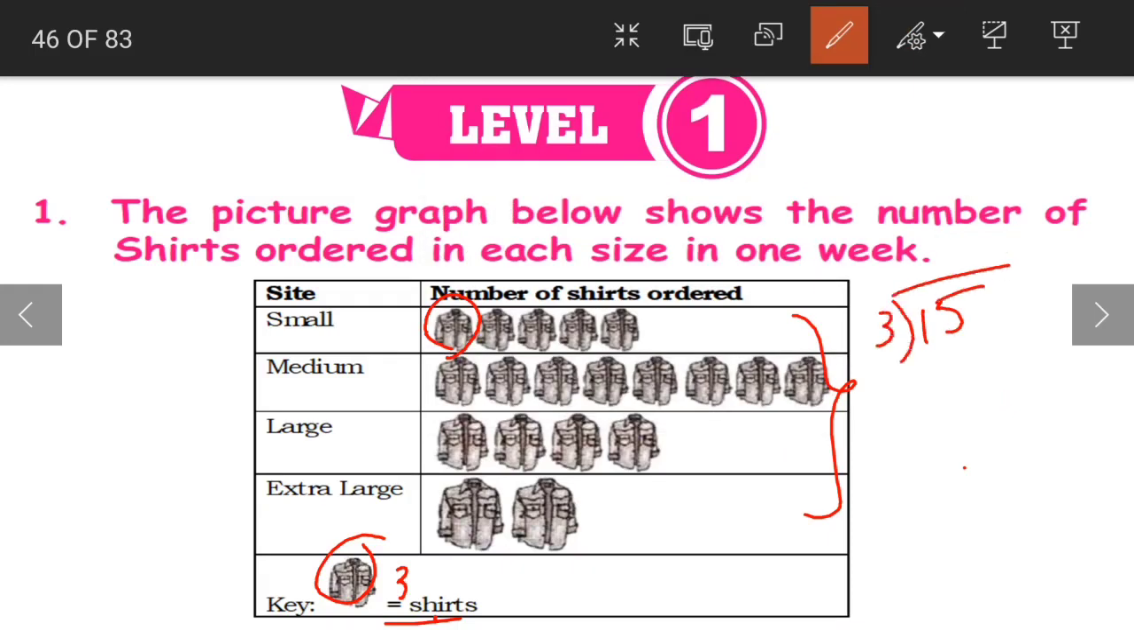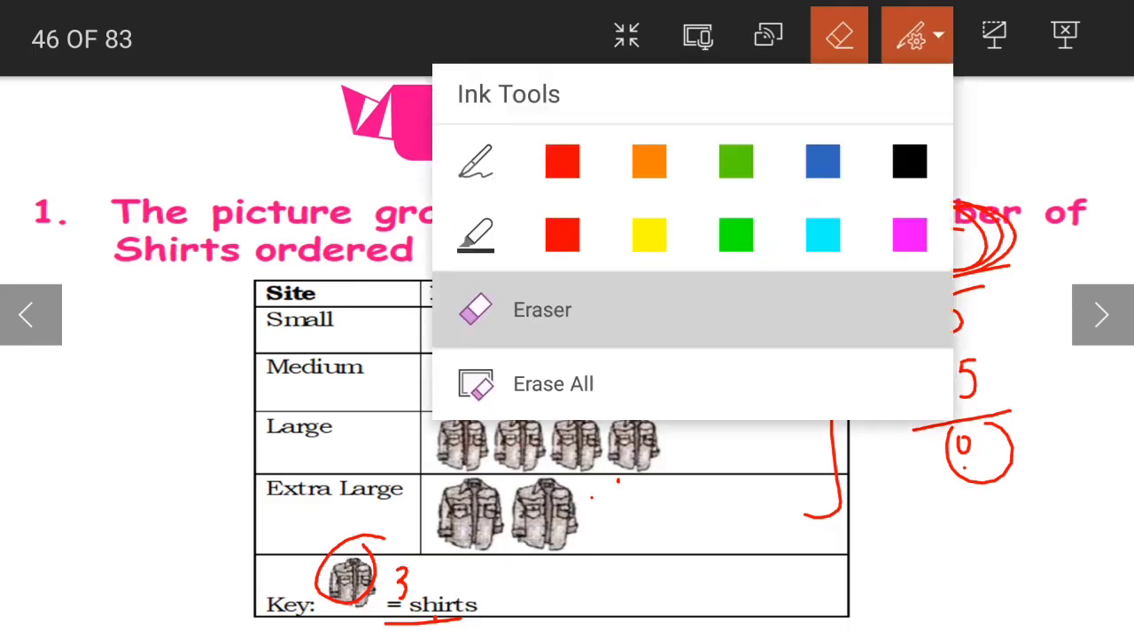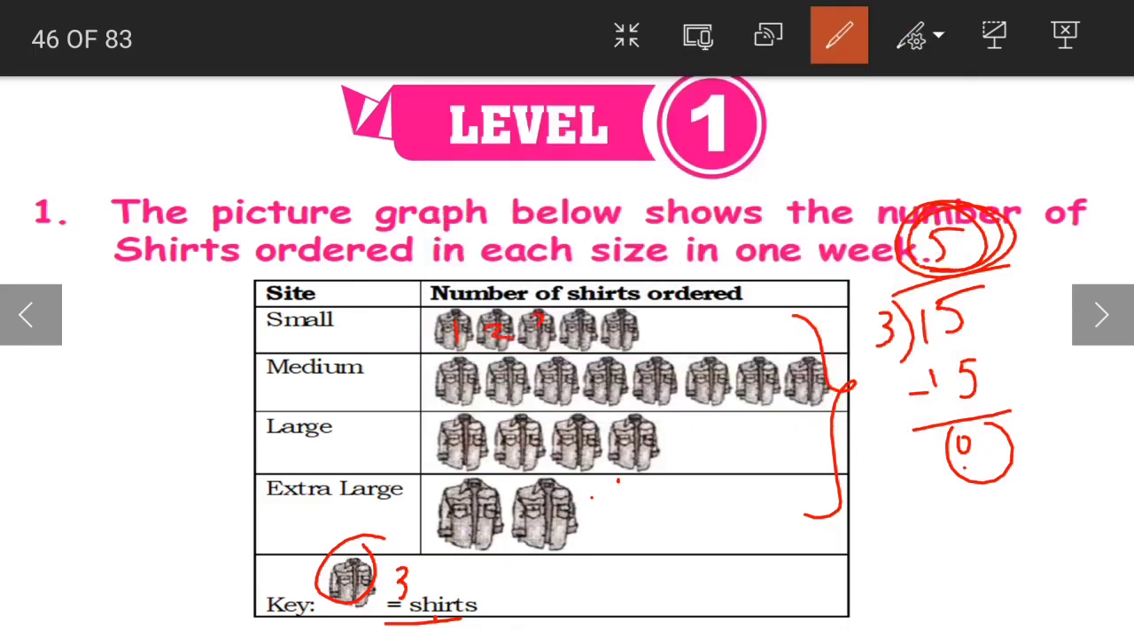15 divided by 3, 3 5s are 15. When we subtract, 0 is our remainder. So what is our quotient? 5. So from the pictograph, we have to look for the size which has 5 shirts. When it comes to small, 1, 2, 3, 4, 5. Yes, so the shirts of small size were ordered exactly 15. Is this clear children? The shirts of small size were ordered exactly 15.